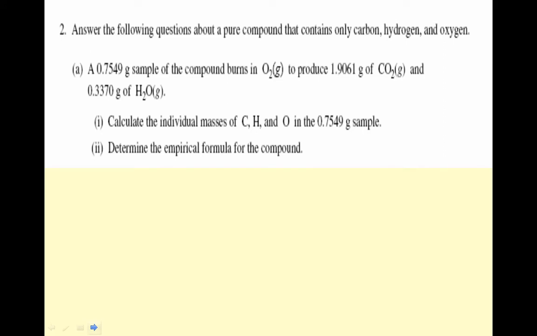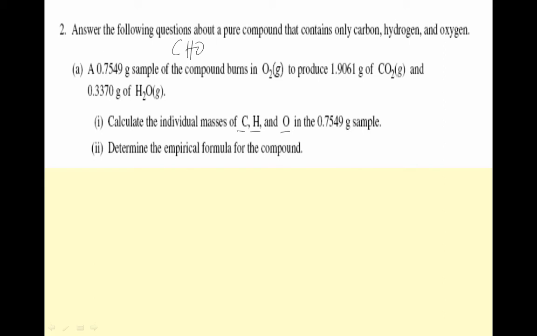Answer the following question about a pure compound that contains only carbon, hydrogen, and oxygen. That's CHO. We did a problem like this in class. A 0.7549 gram sample of the compound with O2 produces 1.9061 grams CO2 and 0.3370 grams of H2O. Calculate the individual masses of C, H, and O in the 0.7549 sample.